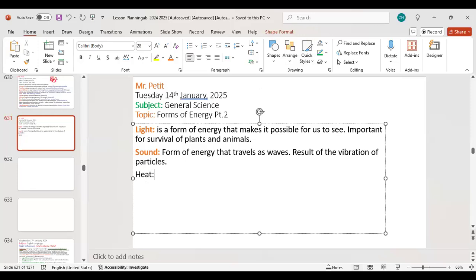Thank you. Thermal energy. Very good. Heat energy or thermal energy. Now you can feel heat energy, right? You know when you're in a crowded room and there's no AC.